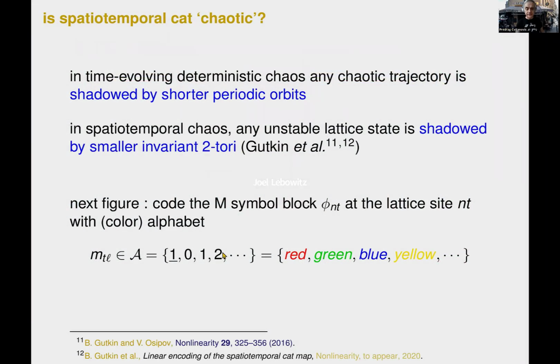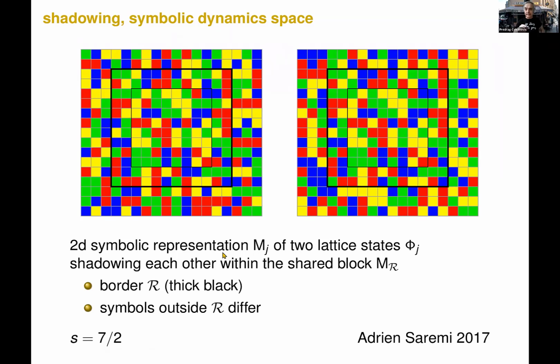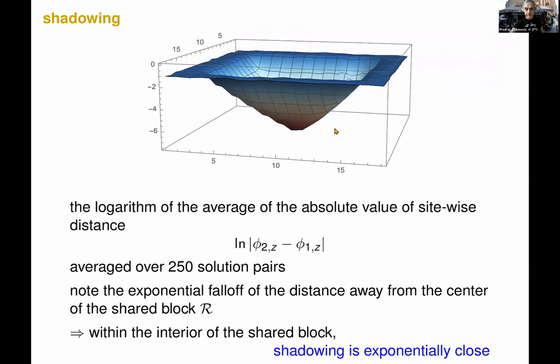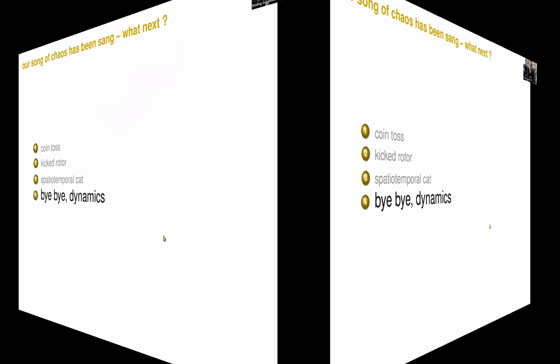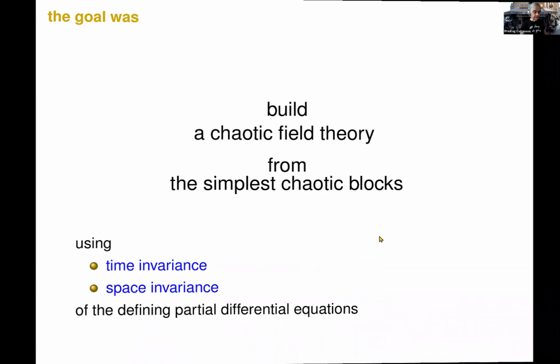In the following sense, which I haven't emphasized yet, there is shadowing. If I have regions which have the same names in symbolic dynamics, I can show that the distance of the states in these regions, so the pointwise difference, is exponentially small in the middle. So even though I don't have loops anymore, I have tori, they shadow each other. That's it.